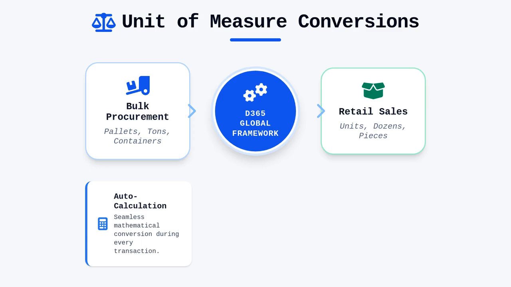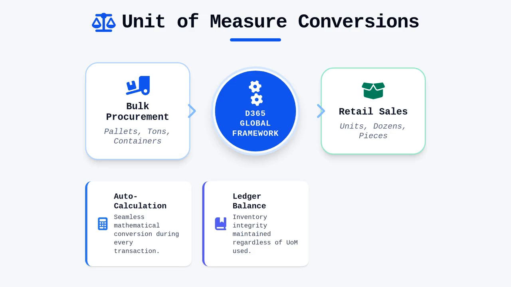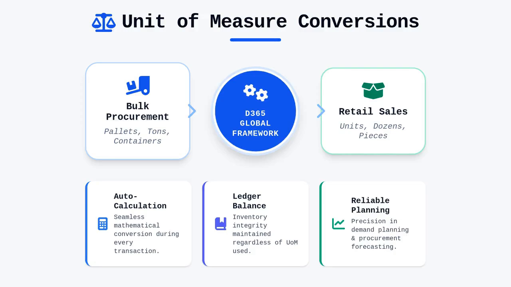When a warehouse employee converts inventory from a pallet to an individual piece, the system performs the necessary calculation based on the established conversion rates. This ensures that the inventory ledger remains in balance regardless of the unit of measure used in the transaction. This level of automation is what ultimately allows for reliable demand planning and procurement forecasting across the supply chain.